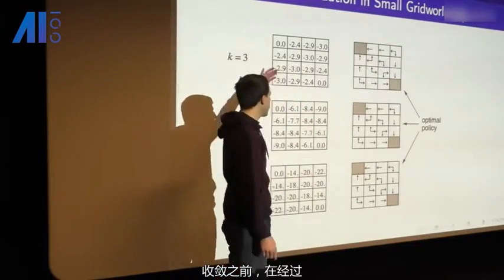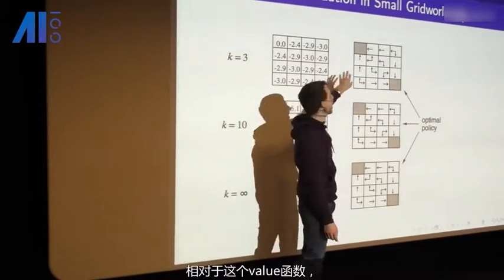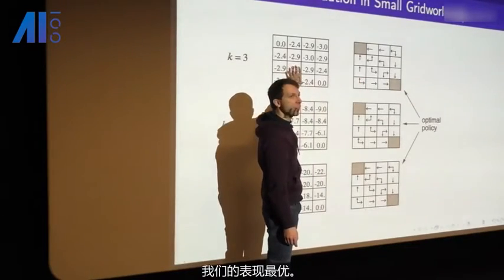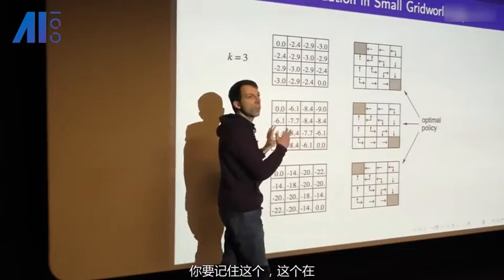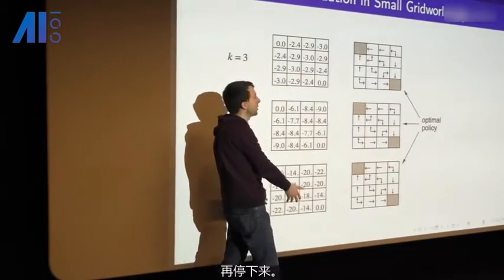And after just 3 iterations, before we've even iterated this all the way to convergence, we already have the optimal policy when we behave optimally with respect to this value function. So hold that thought. This intuition is going to be useful later, that you don't actually have to iterate this thing all the way to convergence.